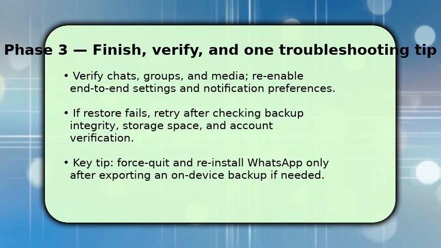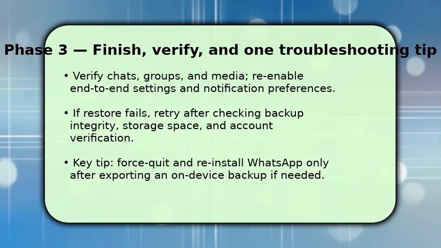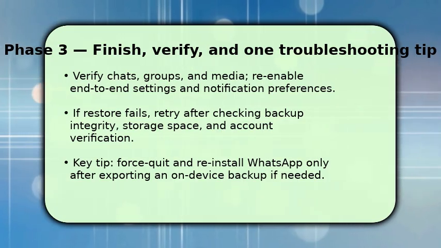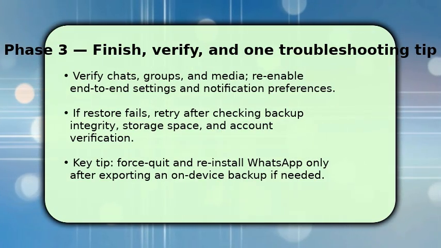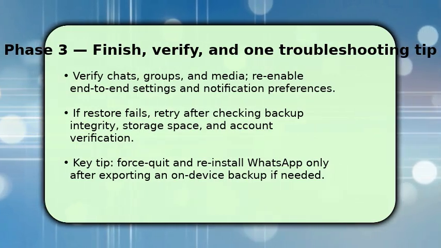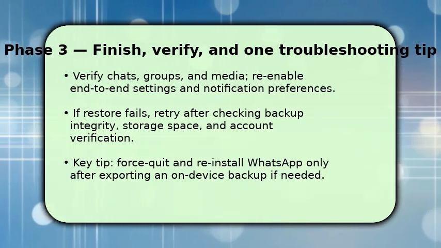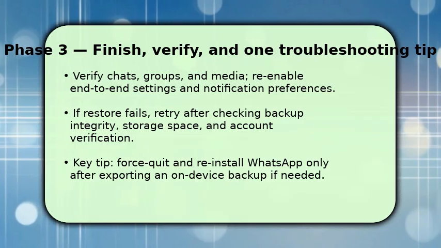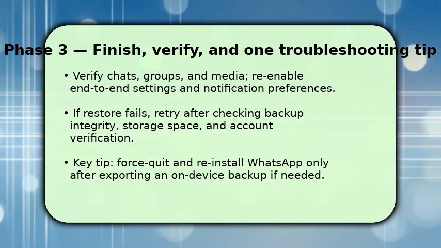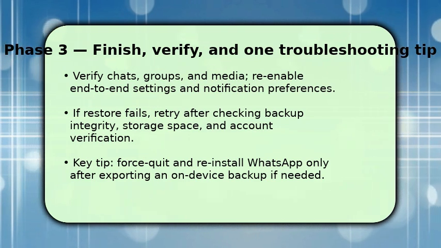You finish by verifying that chats, groups, and media appear correctly on the new device. Make sure end-to-end encryption and notification settings are set as you prefer. If something failed, check backup integrity, available storage, and that you verified the same phone number. Then retry the restore. If errors persist, export important chats from the old phone or create a fresh local backup before force quitting and reinstalling WhatsApp. This precaution protects data and gives you a fallback if automatic restore breaks down.